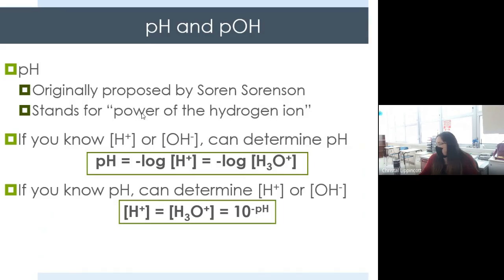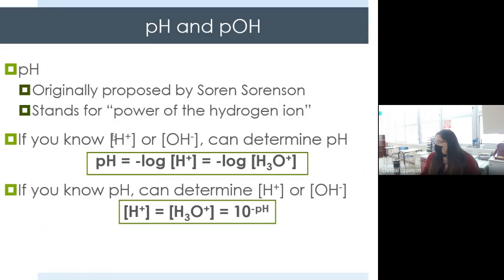At any rate, Soren Sorensen came up with this idea, and it means the power of the hydrogen ion. Sometimes people will say parts hydrogen. There's a couple of different things, but the original term was power of the hydrogen ion. Because remember, it's this hydrogen ion that we're moving back and forth. Yesterday, when you saw the lecture in class and discussion, what you were looking for was, where did the hydrogen go? Which one of them had more hydrogen? Okay, so it's that idea, all right?